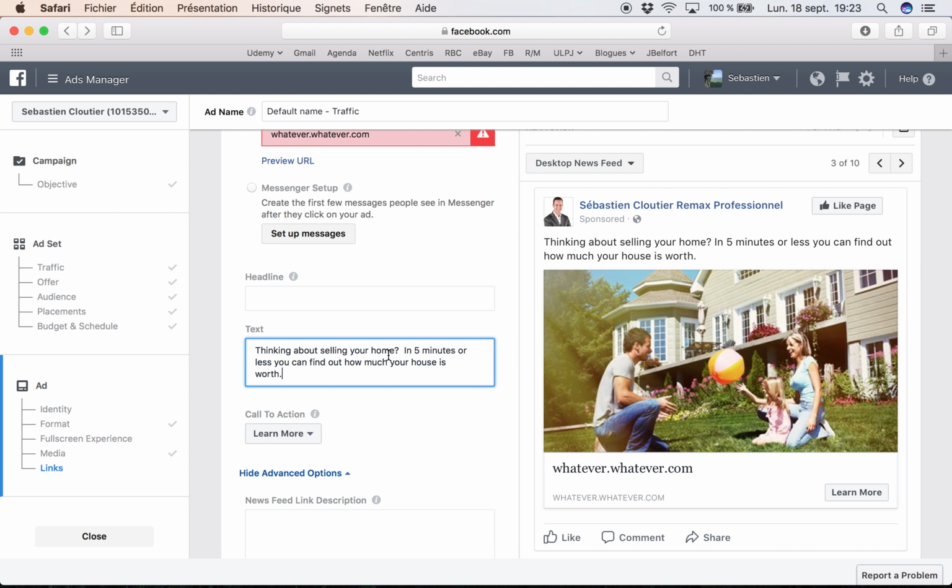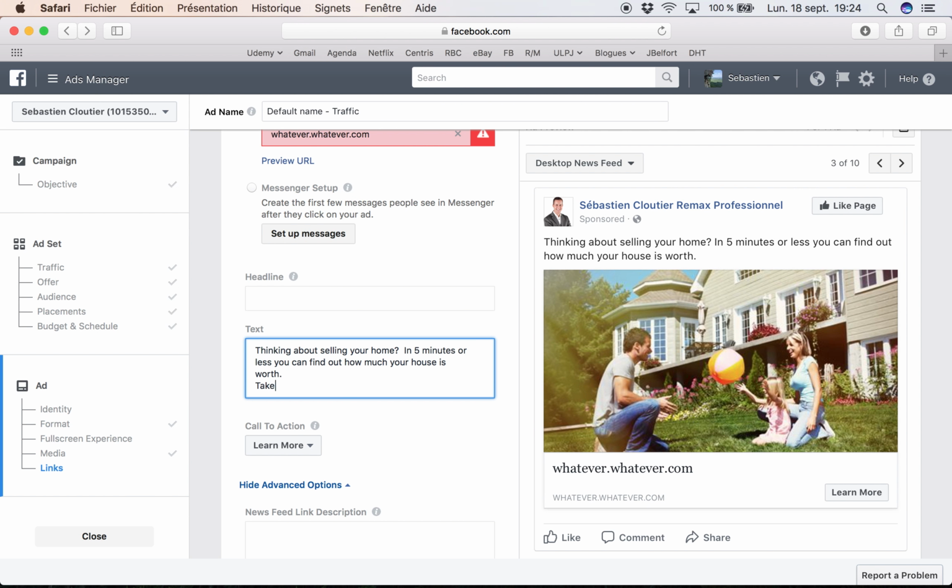Thinking about selling your home. So somebody who's not thinking about selling their home is going to read the first sentence and know right away, oh, it's not for me, I don't care, so I can keep scrolling down on my Facebook page. But if they are thinking about it, then their brain, in just a fraction of a second, goes, yeah, what about it? Well, in 5 minutes or less, you can find out how much your house is worth.